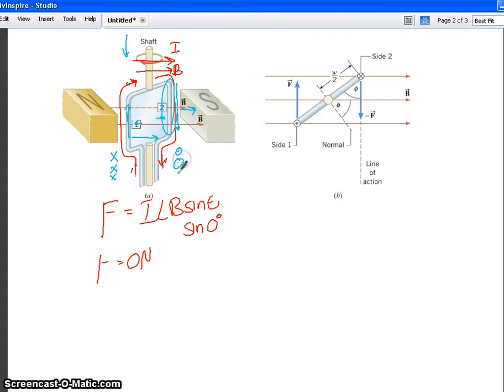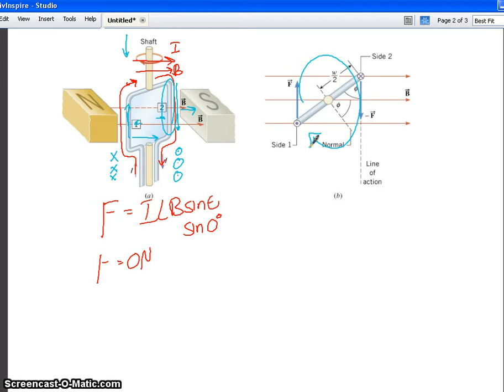So now the magnetic field is pointing out of the board, or the magnetic force is pointing out of the board, excuse me. So we have a force pushing it into the board on this side and out of the board on this side. So as we can tell, if we look down on it like this, it's going to rotate in this direction, or in a clockwise direction.